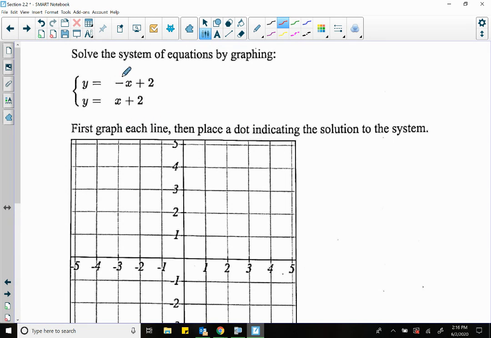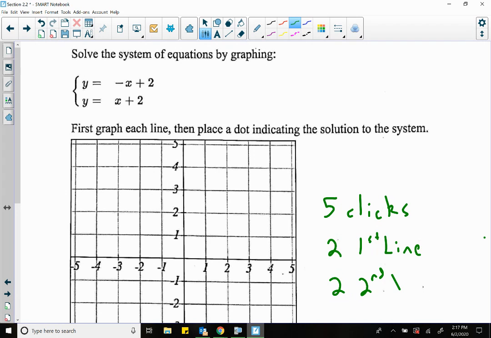first graph each line. So you're going to graph these two, and then you're going to put a dot where the solution is. This is going to take 5 clicks. 2 for the first line. 2 for the second line. And then 1 for the point in the end. Okay? So when you're doing this, remember how I told you can graph this one of two ways.